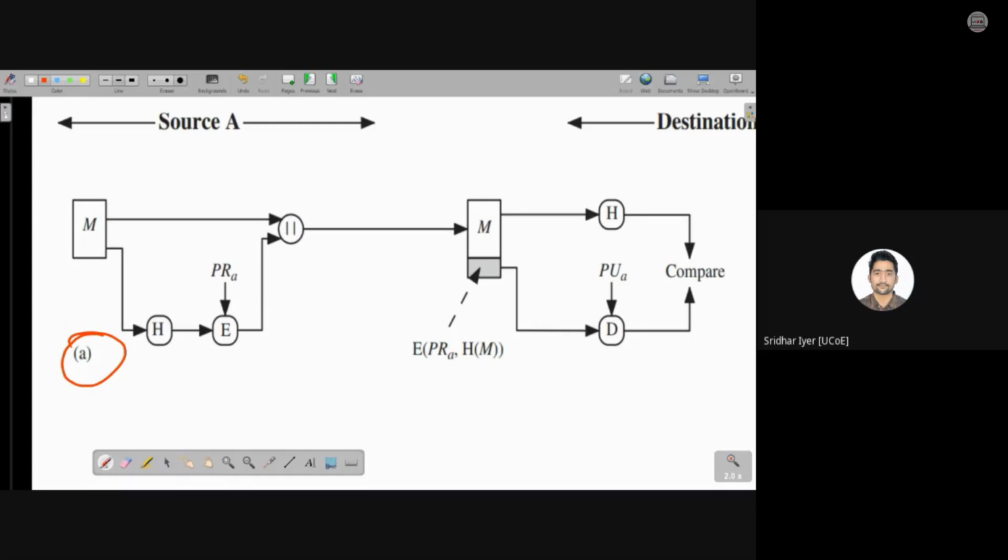There is a message M. We take a hash of it, right? Then we encrypt the hash using A's private key. A is nothing but the sender or the source. This is what is happening over here, yes or no?